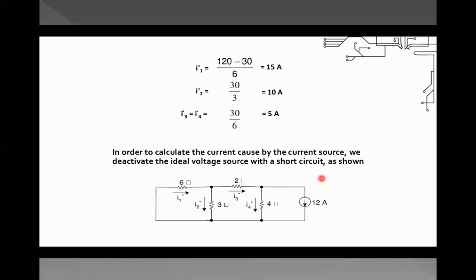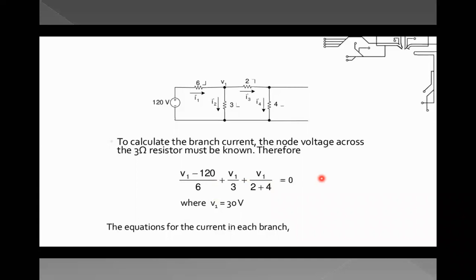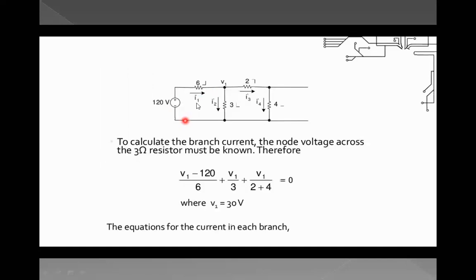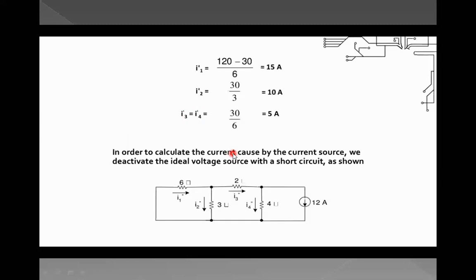So what is I1? Now, when we have removed this current source and made it an open current source, the current in each branch we label as I1 dash, I2 dash, I3 dash and I4 dash. As we got the node voltage V1, we can easily find the values of I1 dash, I2 dash, I3 dash and I4 dash. So this is how it comes.